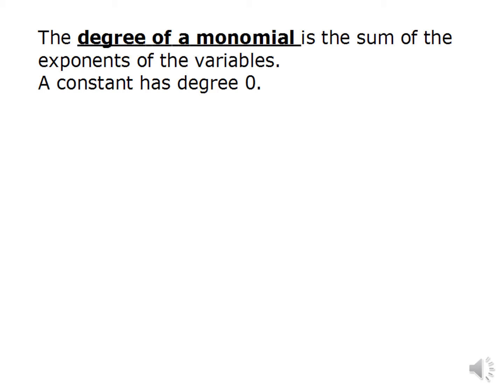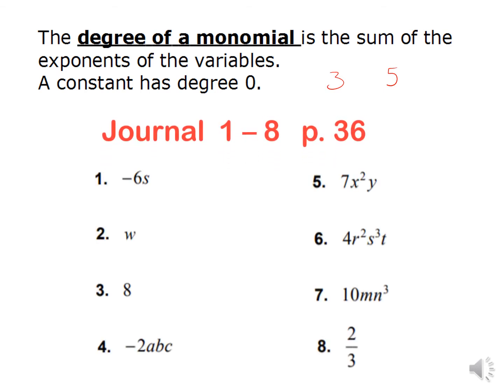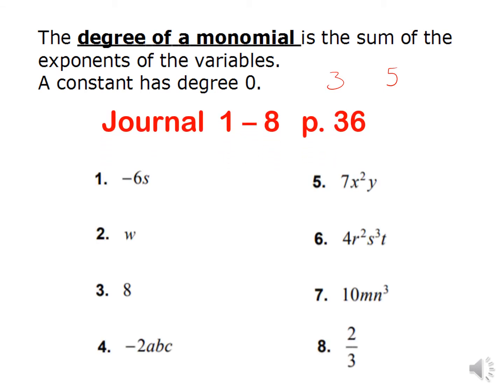The degree of a monomial is the sum of the exponents of the variables. A constant has a degree 0. So numbers by themselves have a degree of 0. So go to Journal, page 36, and see if you can figure out the degree of each of these.